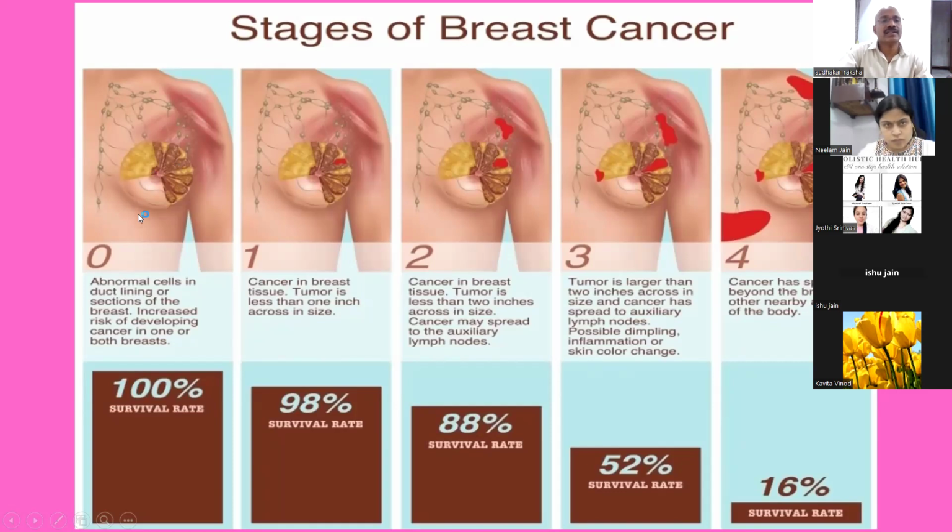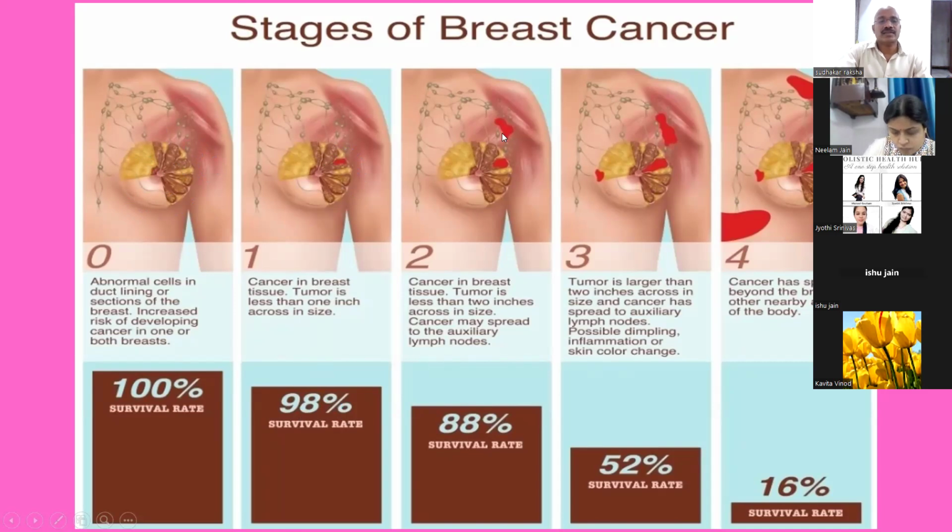The 5-year survival rate in a case of ductal carcinoma in situ is 100%. Stage 1 carcinoma means the tumor has passed beyond the basement membrane, but the tumor is less than 1 inch in diameter. Here also the prognosis is very good. When we do the lumpectomy, 98% survive more than 5 years. The 5-year survival rate is more than 98%.